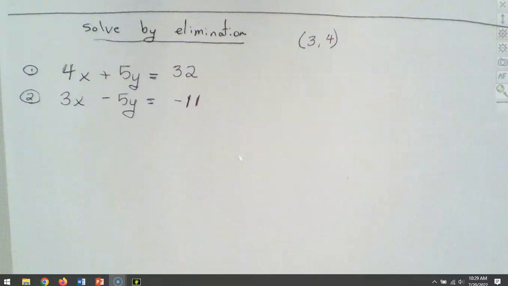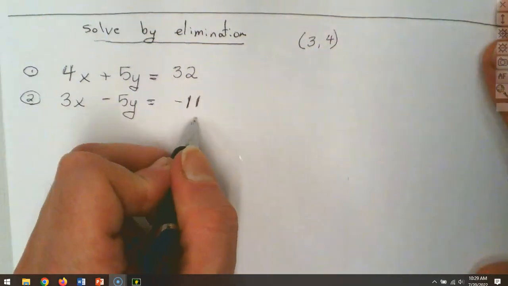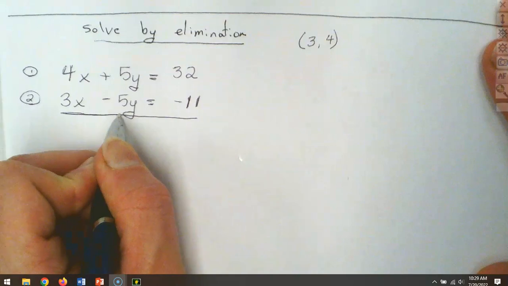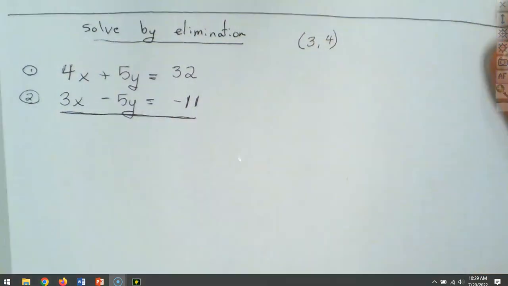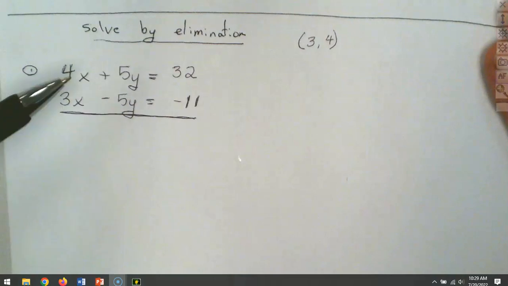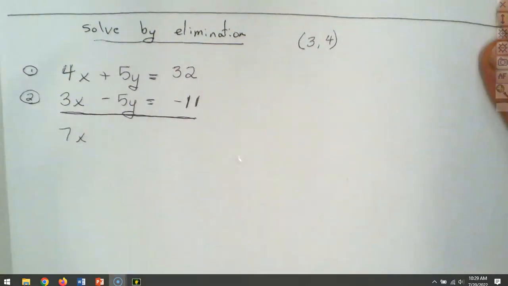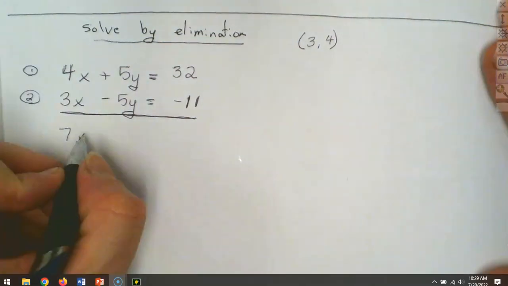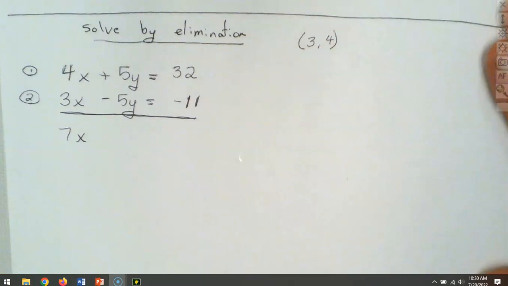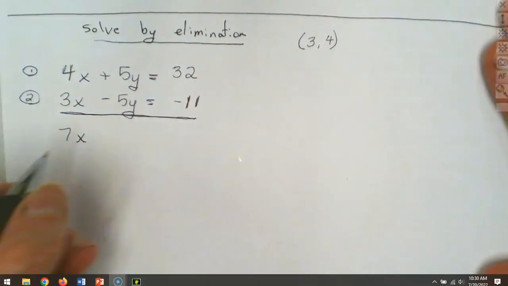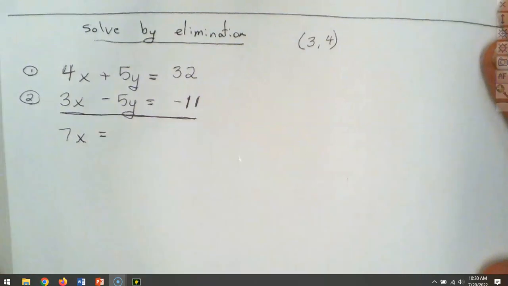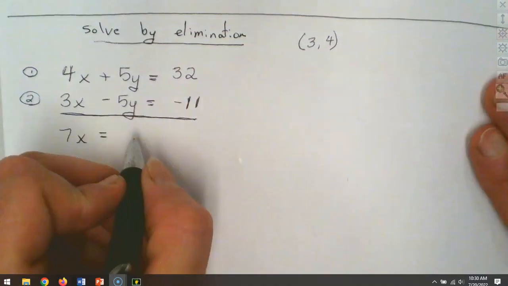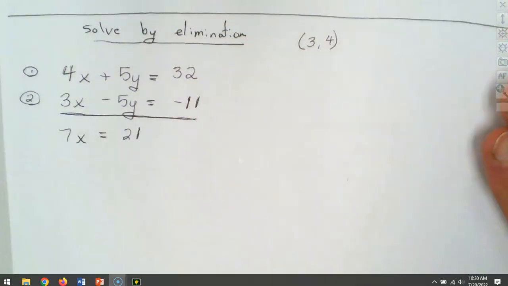Because what's going to happen if I just add down here? Yeah, because the 7x will come down. But what about the positive 5y and the negative 5y? Well, positive 5y and negative 5y, they're going to cancel out, aren't they? Right? And look at what happens here. These, when we add down, they go away. And now we've got 32 minus 11, which is 21. And we're down to one variable.